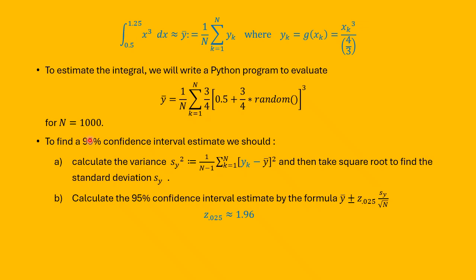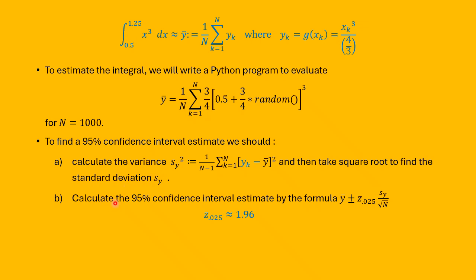So to find a 95% confidence level interval estimate of this integral up here, we'll use a little bit of elementary statistics. First, for the y sub k's, we'll have to calculate the variance of that set of data values, and the variance is 1 over n minus 1, the sum of y sub k minus y bar squared. Then, to find the standard deviation, the sample standard deviation s sub y, we just take the square root of s sub y squared. And then once we have that calculated, it'll be done in our Python program.